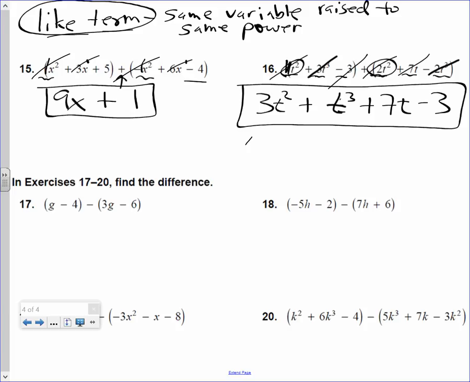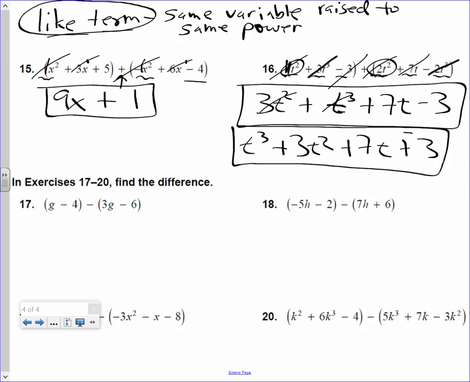So let me rewrite this. t cubed. This is a positive 3t squared. Look, it's positive. I'm going to keep it positive. Plus 7t. Minus 3. By the way, minus 3 and plus negative 3 mean the same thing, so it doesn't matter. They are equivalent expressions. So this is our final answer, not this one. Put it in standard form, highest to lowest exponents.